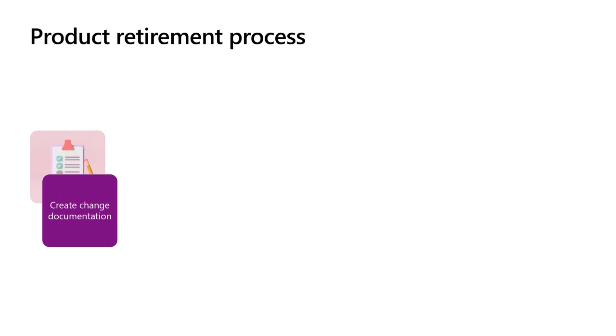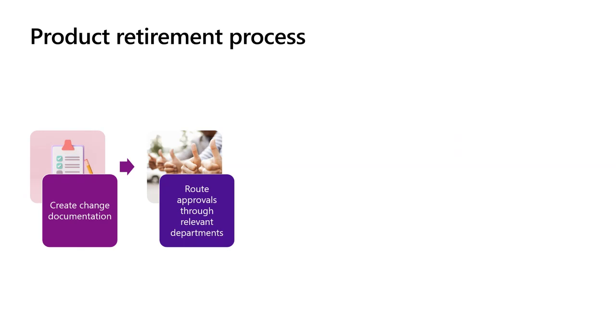The first thing we're going to do once we decide to retire a product is to create the change documentation and start our paper trail of product obsolescence. Then we will route that change through any relevant departments for approval. For example, we might want to alert marketing so they can update our catalogs to remove the retired item, or we want to update sales so they can change their product forecasts.